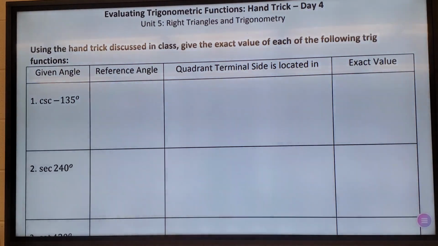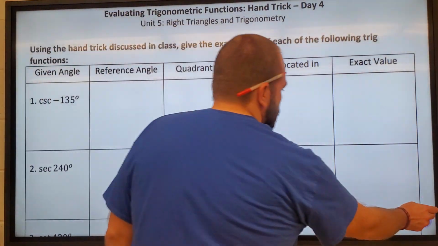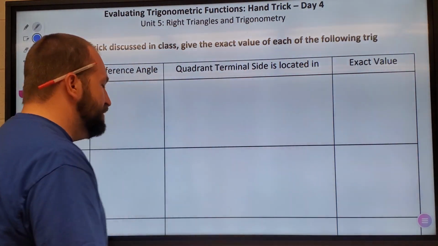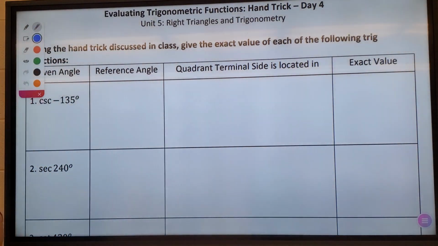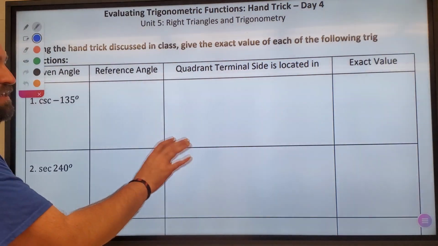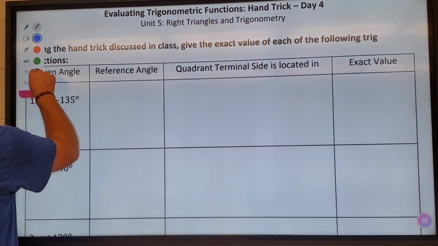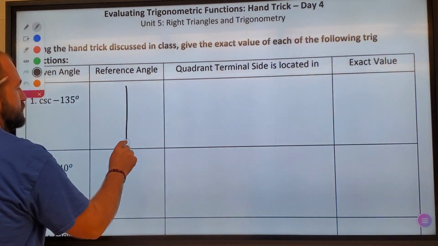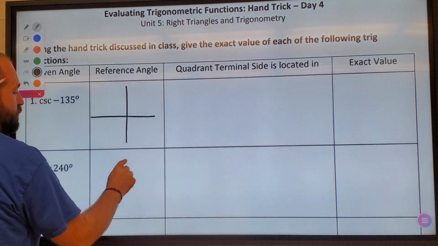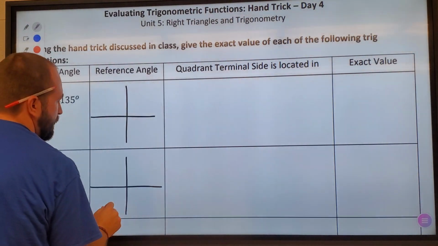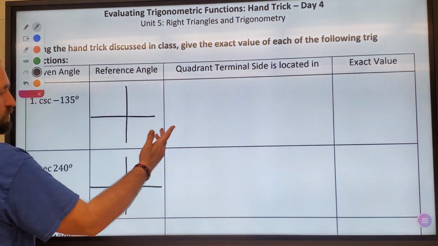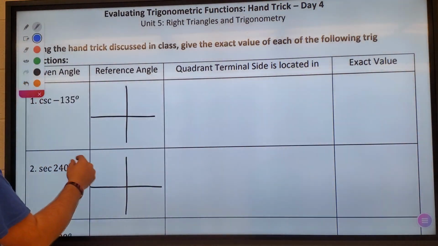So what we're going to do with these two worksheets is the exact same thing, okay? So you're going to imagine this as being sine and imagine this as being cosine. It will only change something when we get to the exact value, okay? So for the reference angle, I'm going to draw my coordinate plane. Some of you have been putting it in the corner here, using your resources, and that's totally fine.